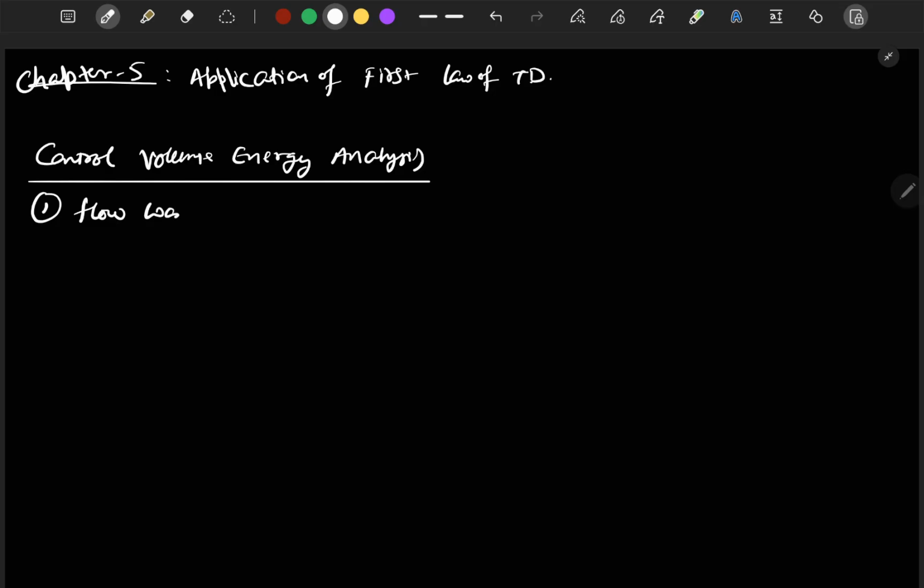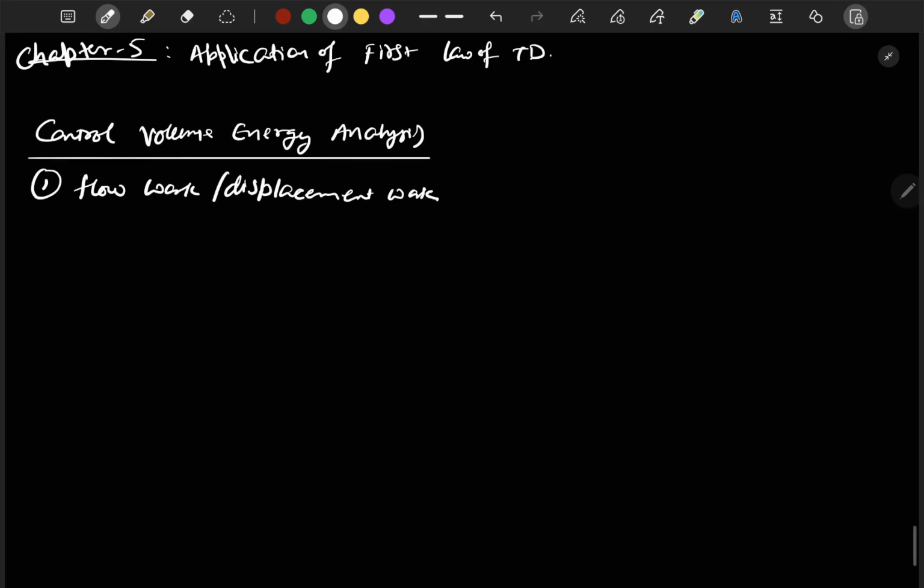What is flow work or displacement work? Okay, so let's consider an open system. This control volume energy analysis is basically done for open systems. And why for open systems? In an open system there is continuous flow of mass in and out of the system. So it is impossible to study a particular mass, because that mass at some point will not be a part of the system. For such a system we consider a control volume.